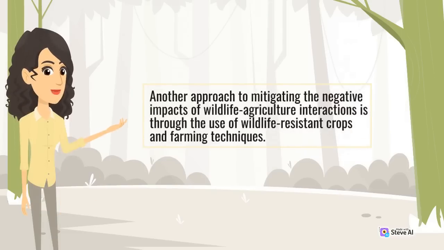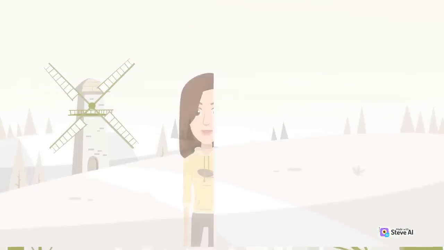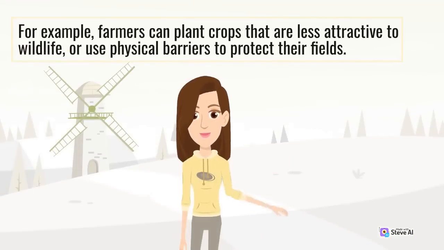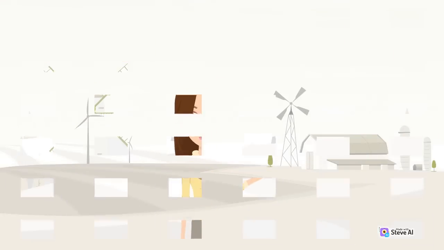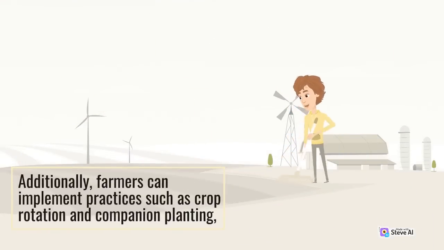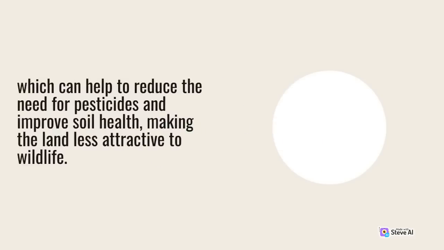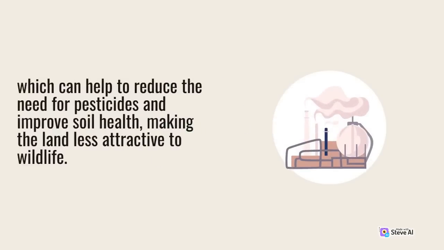Another approach to mitigating the negative impacts of wildlife agriculture interactions is through the use of wildlife-resistant crops and farming techniques. For example, farmers can plant crops that are less attractive to wildlife, or use physical barriers to protect their fields. Additionally, farmers can implement practices such as crop rotation and companion planting, which can help to reduce the need for pesticides and improve soil health, making the land less attractive to wildlife.